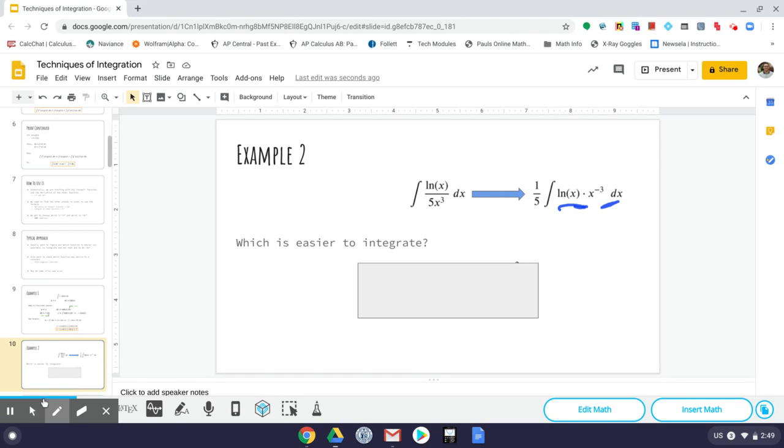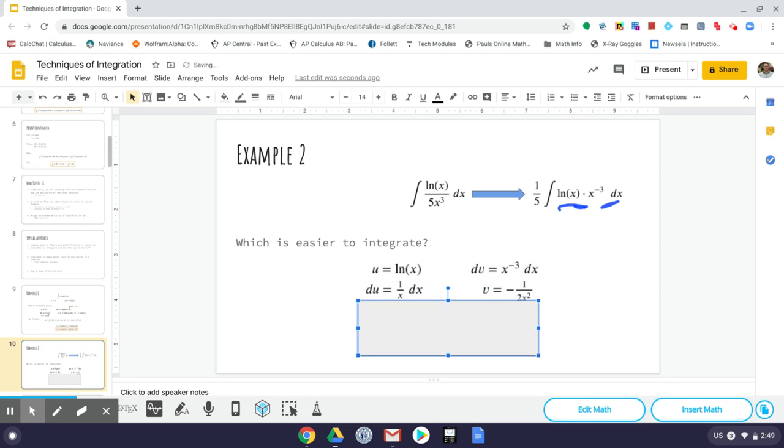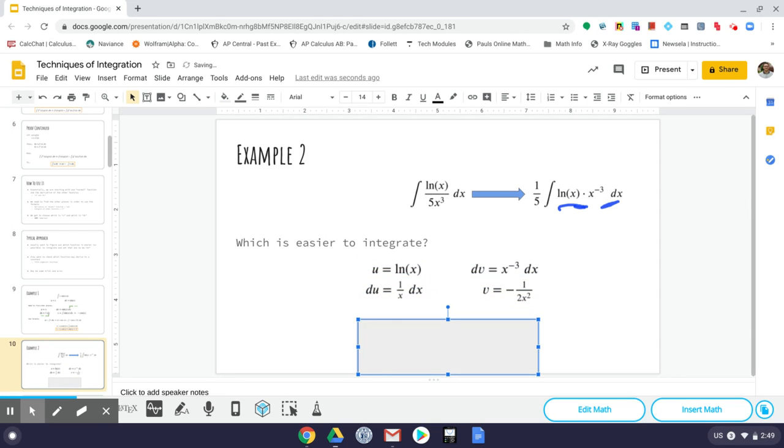Okay, so again, we said our goal, which is easier to integrate, definitely the 5x to the negative third or the x to the negative third. So I'm going to make u equal to the natural log and dv equal x to the negative third. I'll differentiate the natural log, which is 1 over x dx, and then I'll integrate dv, which becomes negative 1 over 2x squared.